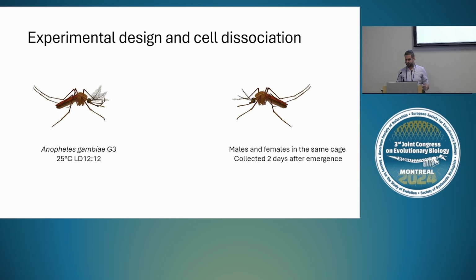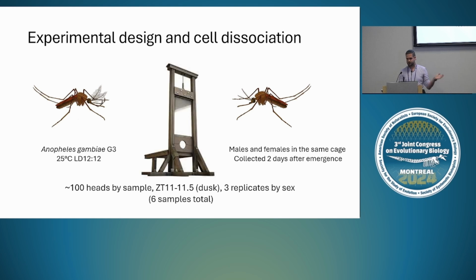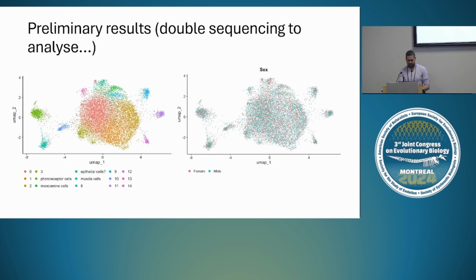So we did these experiments in Anopheles gambiae. When I arrived, my PI told me, "You are French, so just cut the heads." So I just cut the heads. And I did a lot of them to do multiple replicates for that. These will be preliminary results because we are doubling the sequencing to have a better resolution.